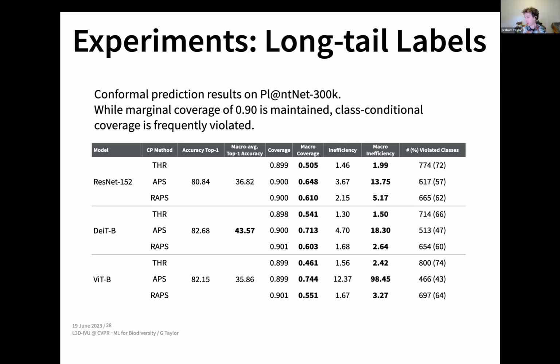And then on the right, we see the actual number and percentage of classes that have violated the coverage guarantee. And so this is, in almost all cases, more than half of the classes in the data set are violating the guarantees we thought we were getting from conformal prediction.